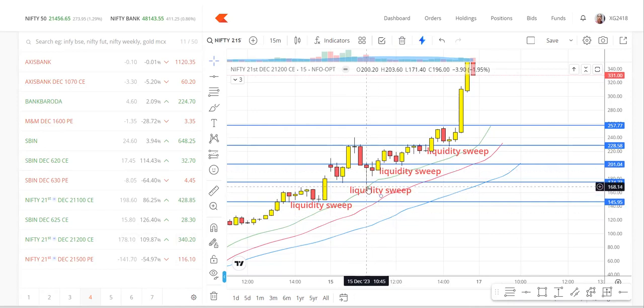171.4. See, after the liquidity sweep, there was no looking back in the option premium. You cannot find the price coming to this level. Can you see it? Though in between it came down, it made a low of 185. It didn't come to 171.1, which was made on the intraday yesterday.